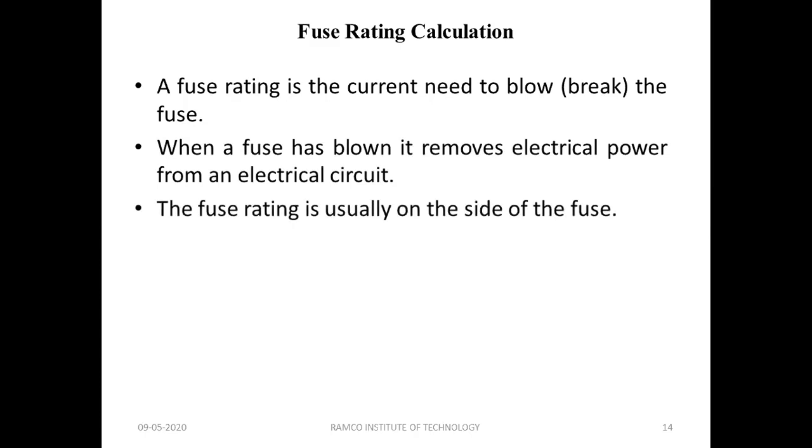So the fuse rating is usually on the side of the fuse. You can see it on your meter board, at the side of the fuse, and it should be in amps. Some are 15 amps, 16 amps, 5 amps, 25 amps fuses, right? Normally the fuse is rated at 125% of normal operating current. For example, if your normal operating current is 10 amps, then 125% is what value? It is 12.5 amps. We'll see that calculation.